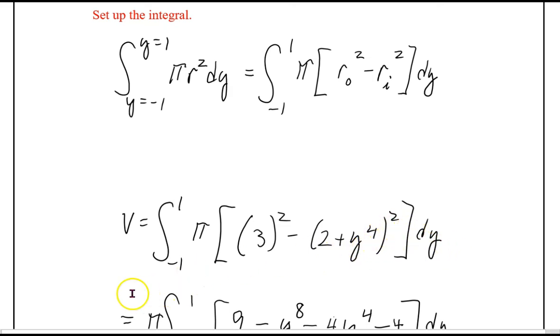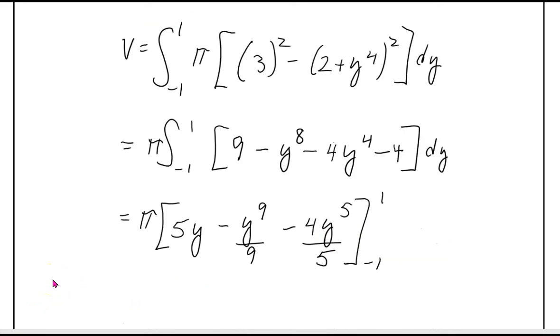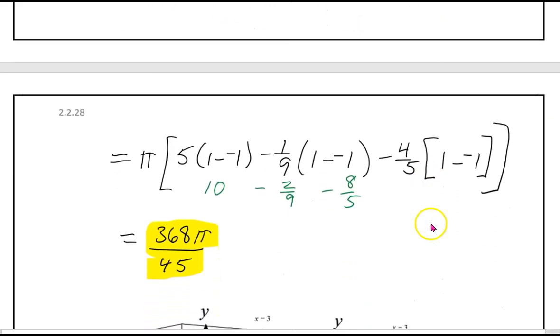Go ahead and pause the video here and complete the integration, and then turn the video back on to compare your work to mine. This is a very straightforward integral that only requires you to multiply out the binomial square and to square the 3 to get 9. Integrating using the power rule and then plugging in the limits of integration should bring you to the result of 368 pi divided by 45.